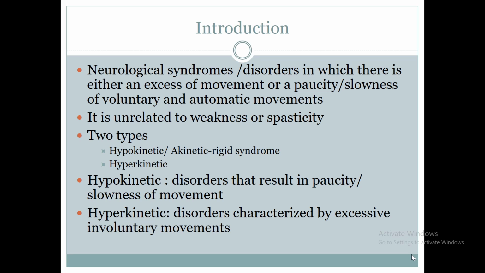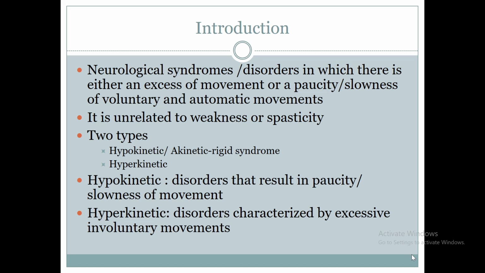movement. That can be voluntary movements and automatic movements. And these syndromes or disorders are not related to weakness or spasticity, motor weakness or spasticity. For example, in case of a stroke, there is weakness. A stroke patient also has difficulty in locomotion and movement, but it is not a disorder of movement syndromes, because it is a disorder associated with direct cortical control dysfunction.